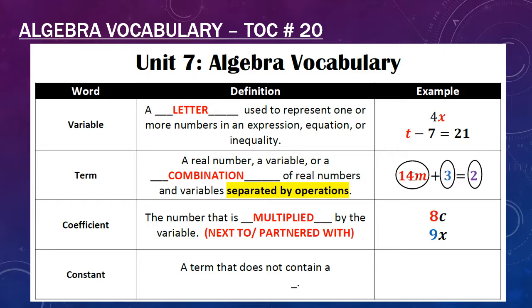Again, the coefficient is just that number being multiplied by the variable. In the second example, we have 9 times x. 9 is the coefficient. The last one is constant, and this is a term that does not contain a variable.